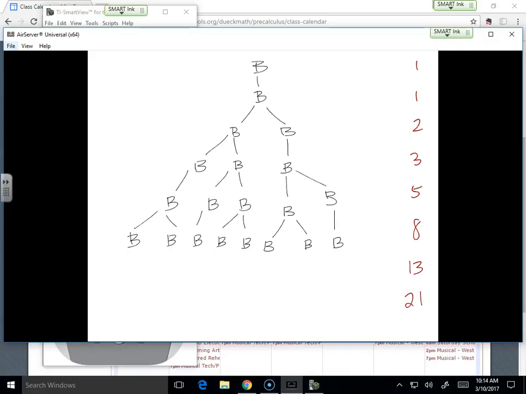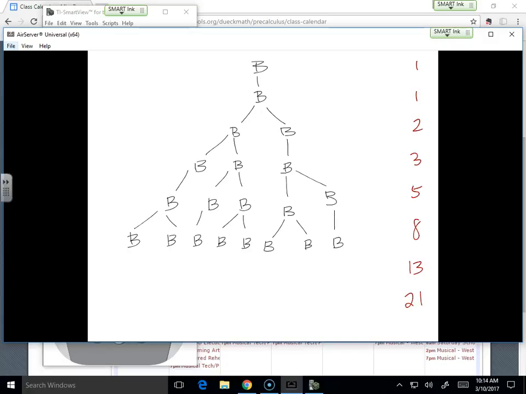Wait, how does this sequence work? You add them together. Add what together? The previous 2 terms, right? Then the previous 2 terms, and then the previous 2 terms, right? Now that gets really confusing when I'm drawing arrows. So we can say 1 plus 1 is 2, 1 plus 2 is 3, 2 plus 3 is 5, 3 plus 5 is 8, 5 plus 8 is 13, etc., etc., etc.